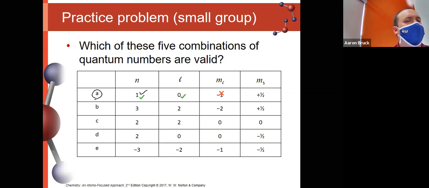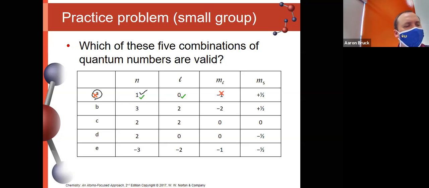It cannot. Remember, the magnetic quantum number is bounded by the angular momentum quantum number. That's why it's m sub L. That sub L is a clue as to what the allowed values for that number are. They go from -L to +L. If my L value is 0, -0 and +0 are the same thing. They're 0. So the only possible value for the magnetic quantum number in that circumstance would be 0. -1 would not be allowed. So combination A is not a valid combination.